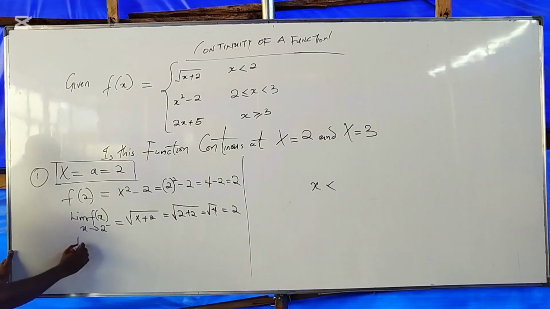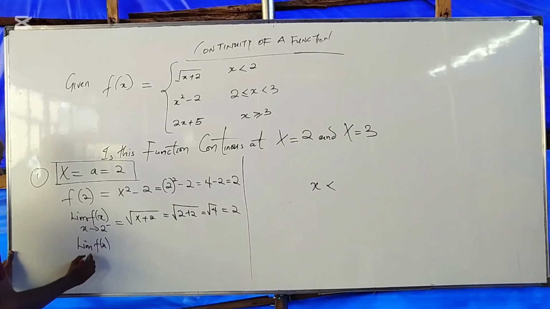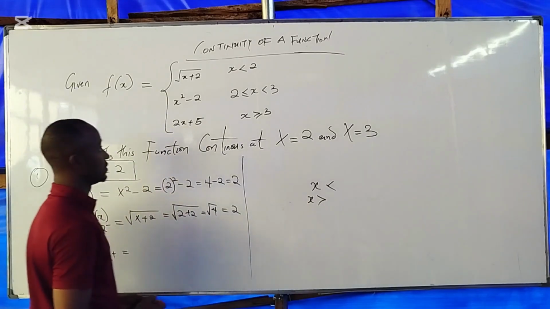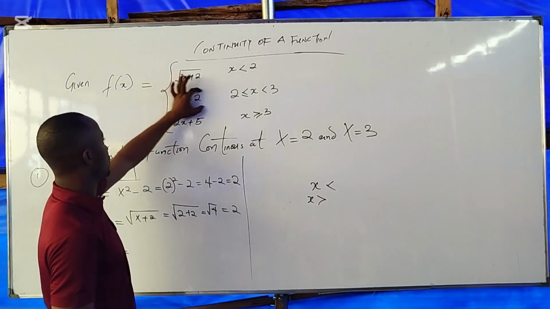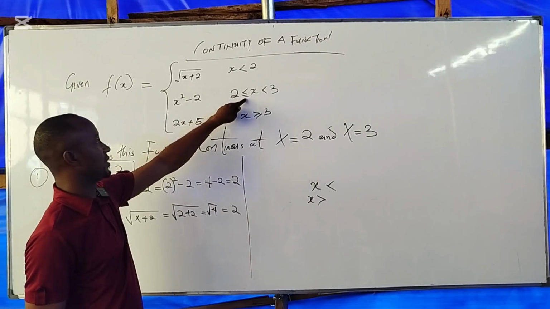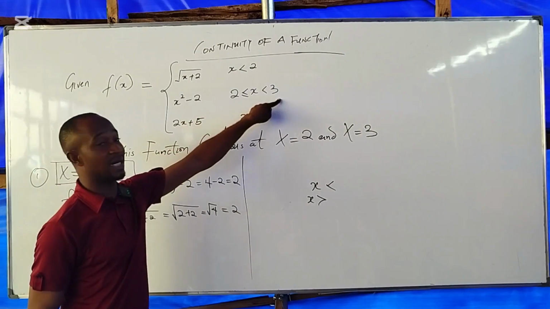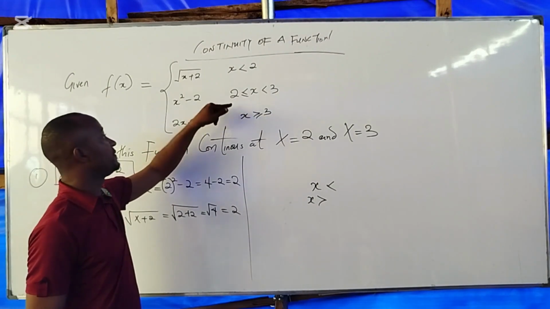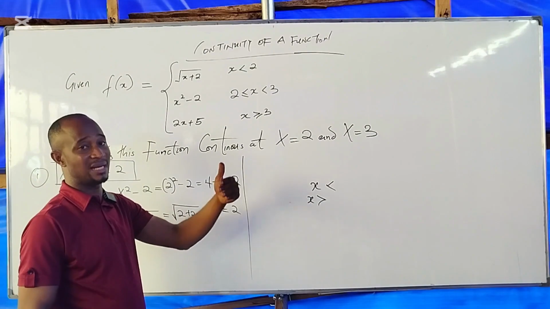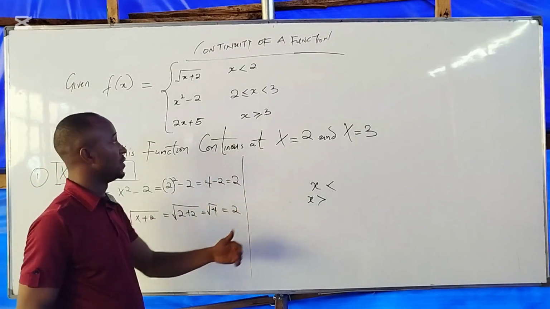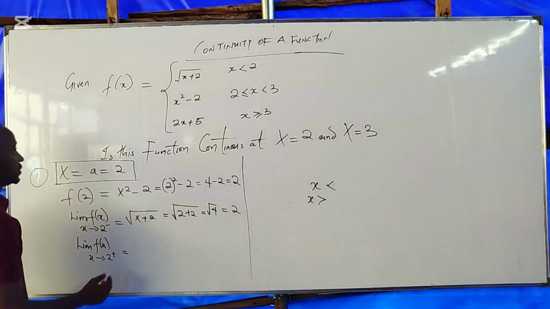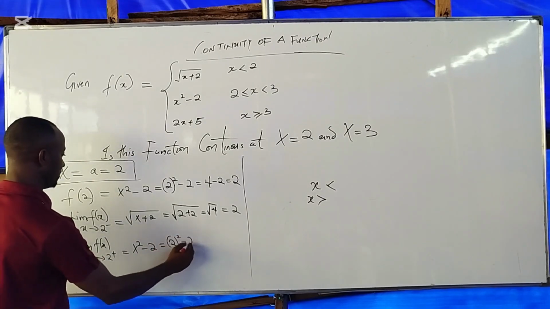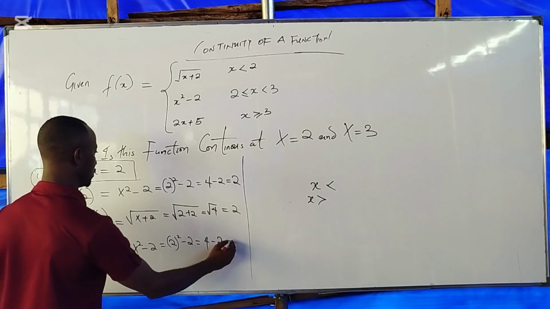Now let's take the limit again of f of x as x approaches 2 on the right hand side. Right hand side simply means x is greater than 2. So in this case, we're going to use the second function because here we have x greater than or equals to 2. This statement is read as 2 is less than or equals to x. If 2 is less than or equals to x, that means x is actually greater than or equals to 2. So we're going to use x squared minus 2. And that will give us 2 squared minus 2. We're going to have 4 minus 2 equals to 2.